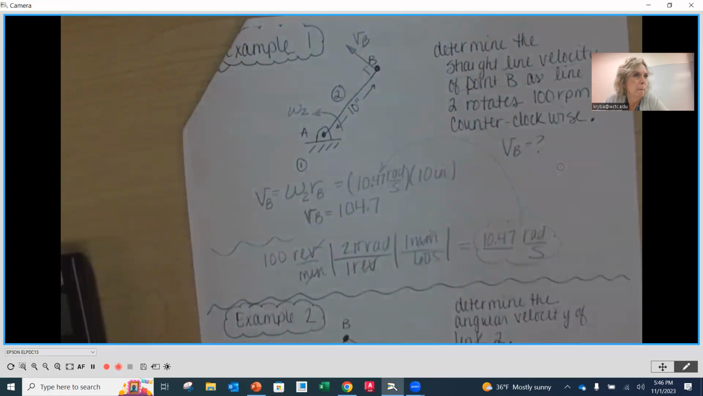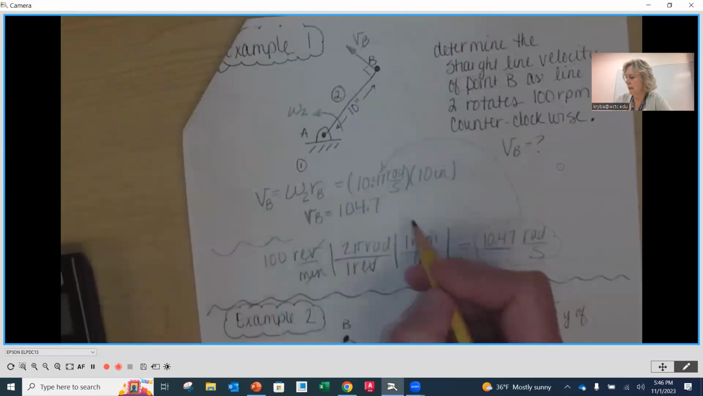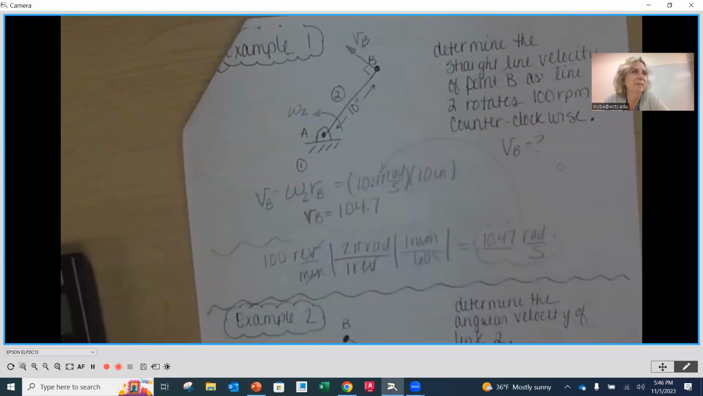Oh, did you get a different number? Oh, you got it. You went straight to adding the inches into the problem, right along with it. Yeah, okay, good. You can totally do that.